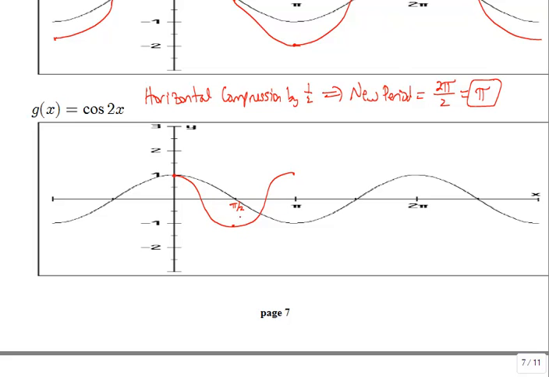So there's my new graph, and if we just repeat this cycle, I've got to start at pi and stop at 2 pi. So I'm going to draw that U shape, and so on. Okay? So we're just compressing that period by half.